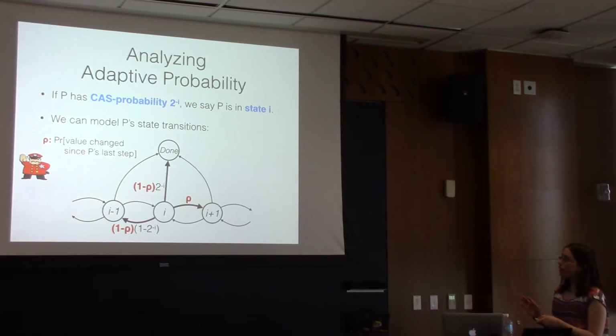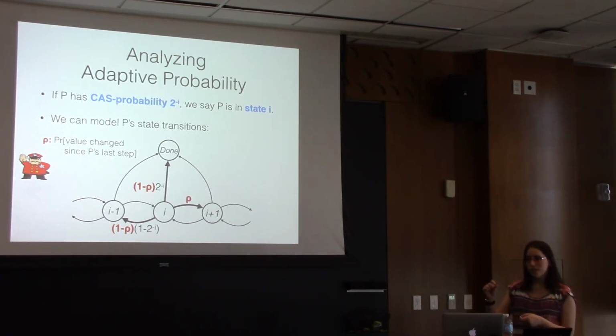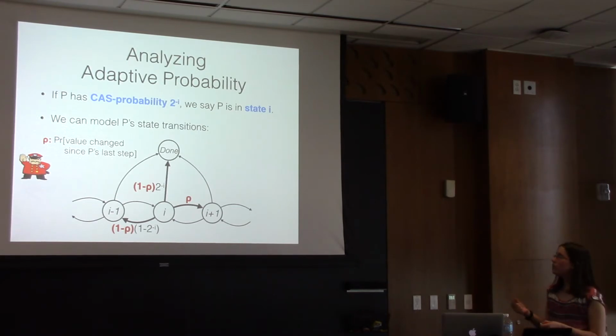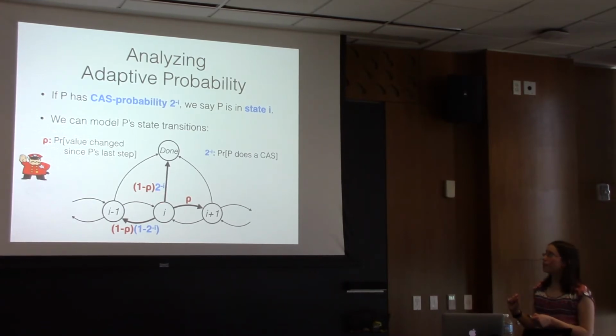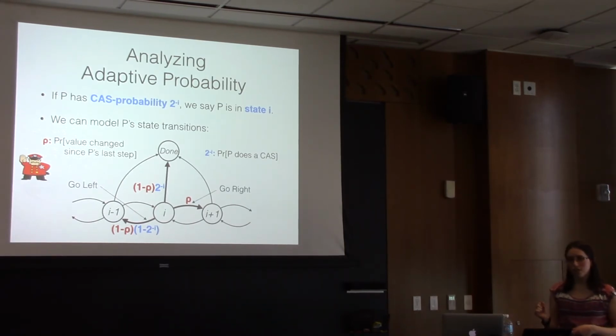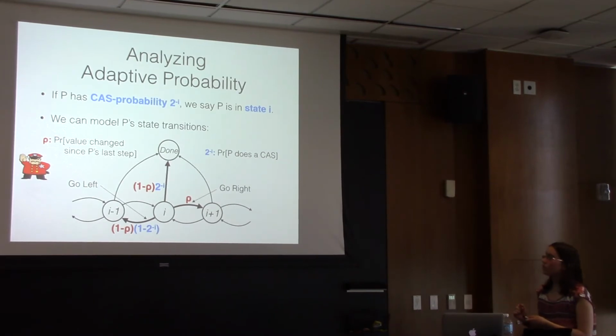However, if that doesn't happen, so if rho was not big enough to make a change in the value, then what will happen depends on P's coin flip. This is P's coin flip, and it's really the probability that it actually decides to execute a compare and swap. Because if the value hasn't changed, and it executes a compare and swap, then it succeeds. And if the value hasn't changed and it decides to read, then it just goes to the left. So we're going to label these transitions go to the left and go to the right. And we're going to use this to do the rest of our analysis.